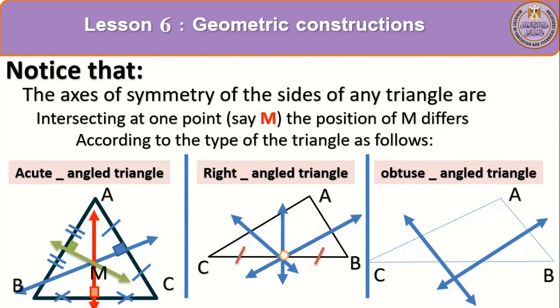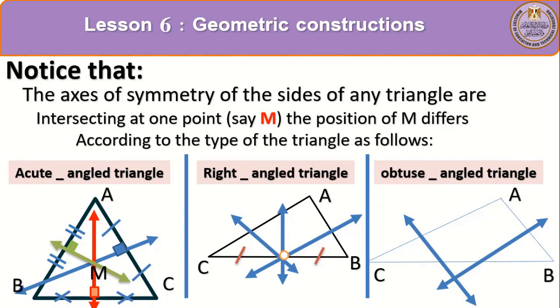After that we have to draw the axis of symmetry of the line segment CB, so we must open our compass again more than half of CB, then stand at point C to draw an arc and stand at point B to draw another arc. They intersect at one point up and, on the different side, at one point down, then we join the two intersecting points to draw a perpendicular.